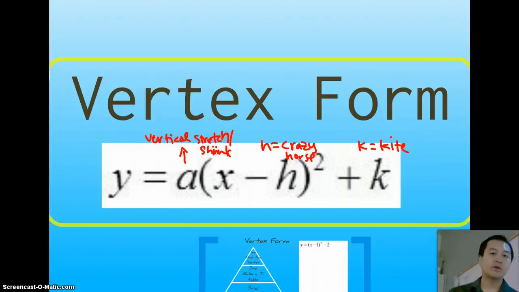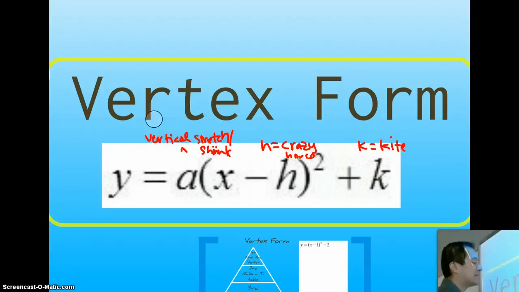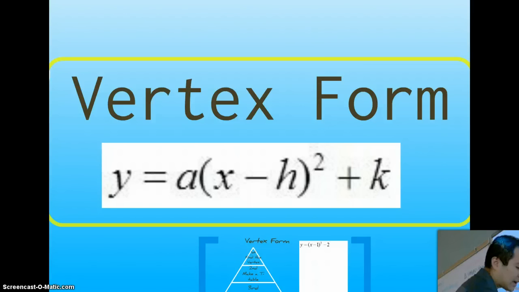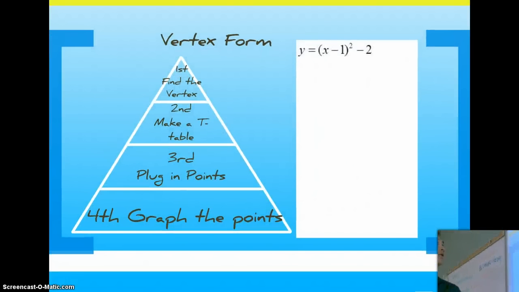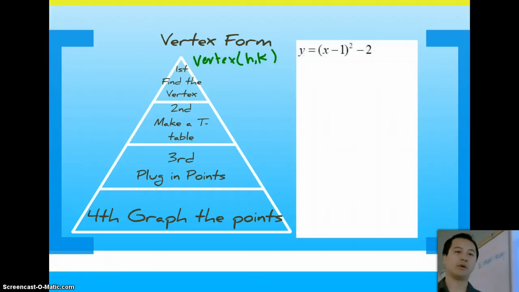Very good. So how do you graph a parabola? Usually if you don't know how to graph something, we have to make a t-table. So this is how you graph a parabola. Take a look, I wrote some steps for you. First thing, you need to find the vertex. How do you find the vertex? The vertex, if you remember, is h, comma, k. After you find the vertex, you make a t-table. Then you plug in points and then graph the points. That's how you graph your parabola.